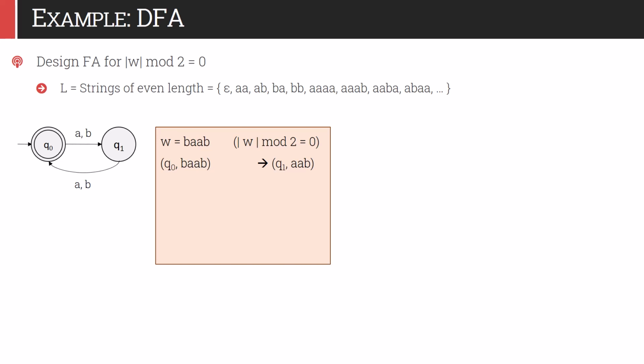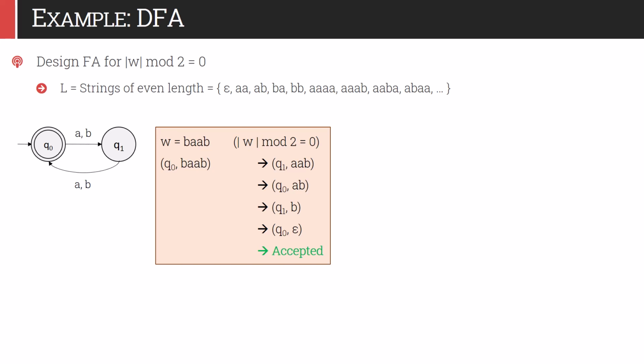From Q1, if we read A, then we are moving back to Q0 and our remaining string is AB. From Q0, if we read A, it goes to Q1 and the remaining string is B. From Q1, if we read B, then it goes to Q0 and no character is left. That means epsilon is left.